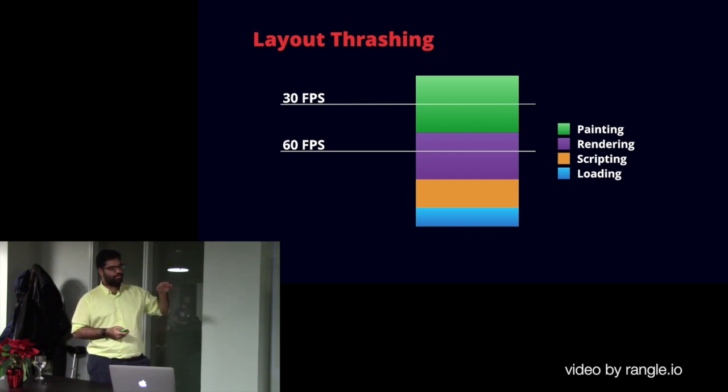And then you would also see two horizontal bars going across your timeline, one that says 60 FPS and one that says 30 FPS. So the target is that the total height of the bar for each frame should be less than 60 frames per second. And that's essentially the 16 millisecond time limit that I spoke about earlier. So that means if you're trying to do any kind of loading or scripting or rendering or painting for that frame, it should all add up to less than 16 milliseconds.